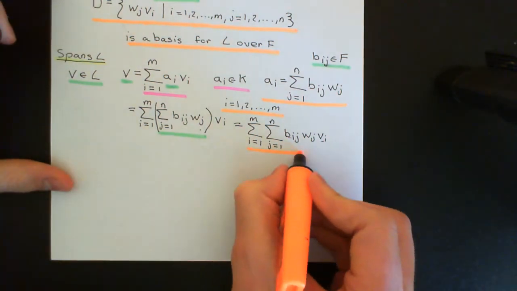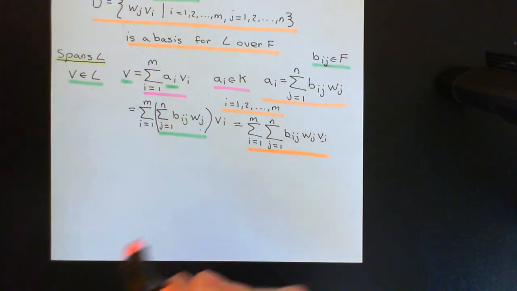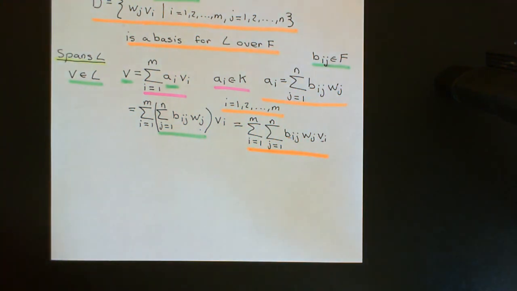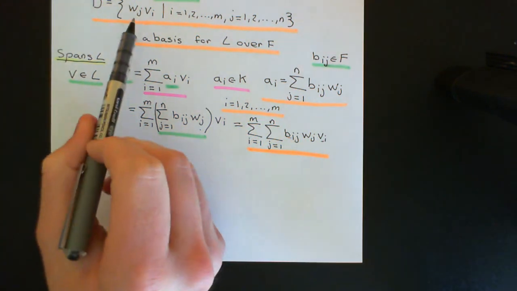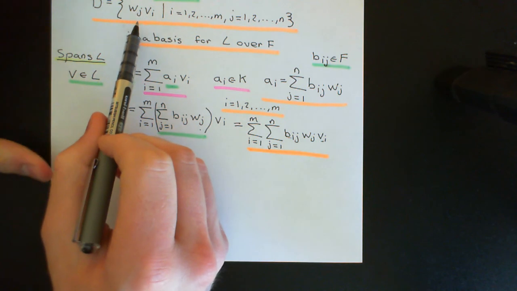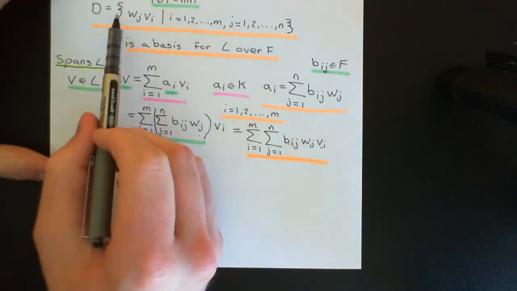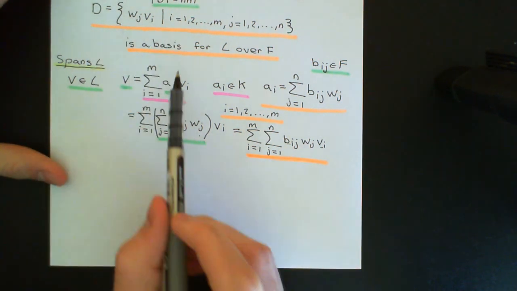Okay, right. So we now end up with this thing here, and that's exactly what we want. This is a linear combination of these basis vectors to be here. It's a linear combination of the elements in this set here.